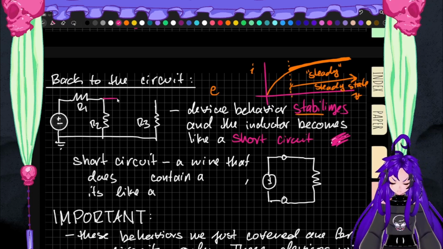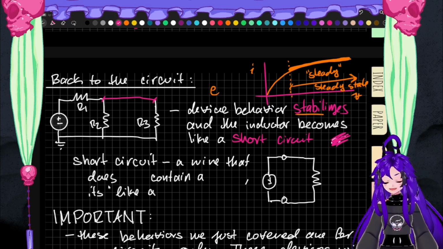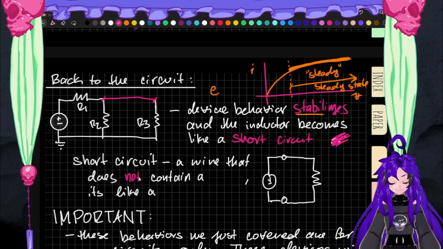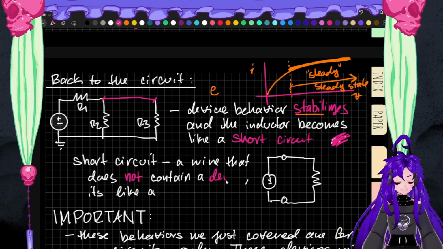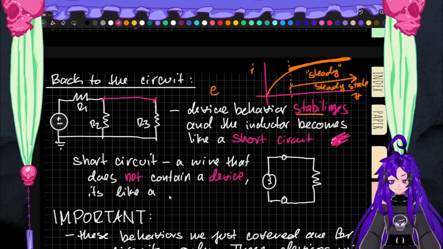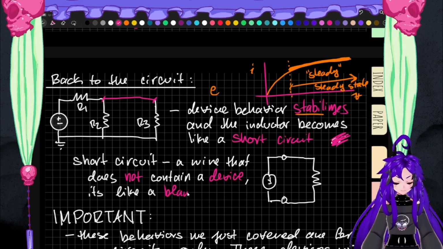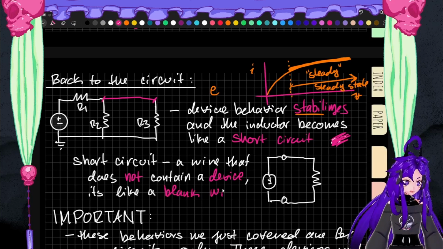Alright, so short circuit. It's a short circuit. It is connecting these 2 points now directly. A short circuit is a wire that does not contain a device. It's like a blank wire, or what we've been calling blank wire, right?